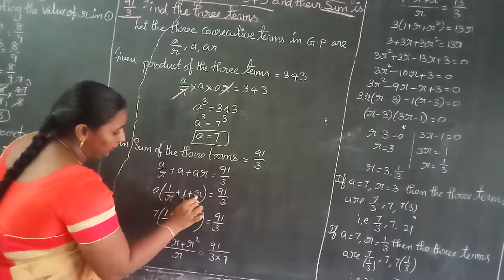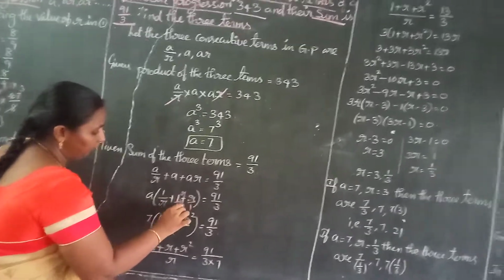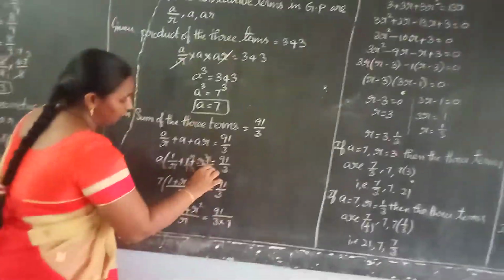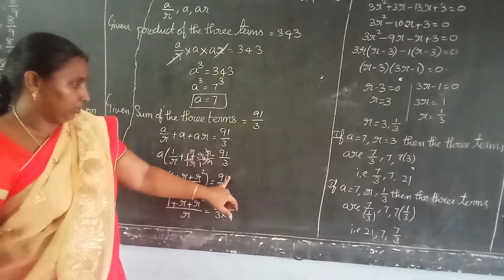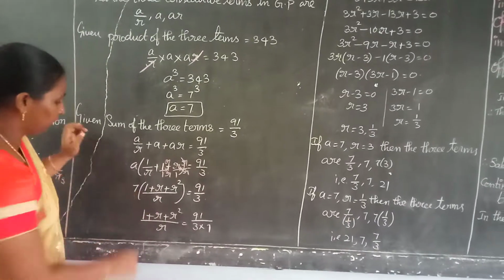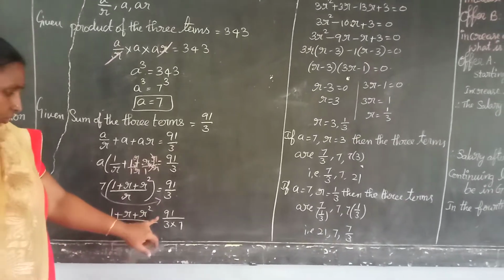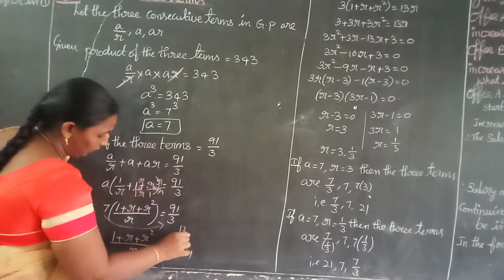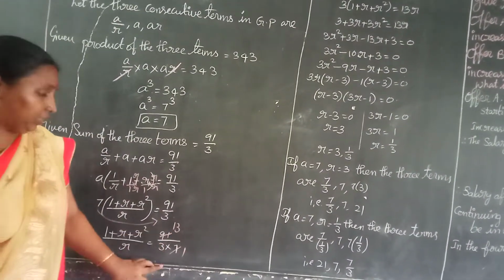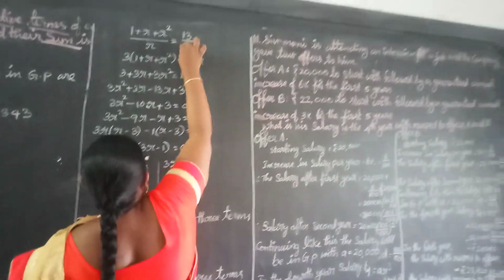Here I take the LCM. The denominator is R, no? So the LCM will be R. Here multiply and divide with R. Here also multiply and divide with R. You will get 1 plus R square divided by R equal to 91 by 3. So send this term to the right hand side. You will get 1 plus R square by R equal to 91 by 3 into 7. Cancel this, 7 ones are 7, 7 thirteens are 91. You will get 13 by 3. Okay, so here I wrote 1 plus R square by R equal to 13 by 3. Now do the cross multiplying.